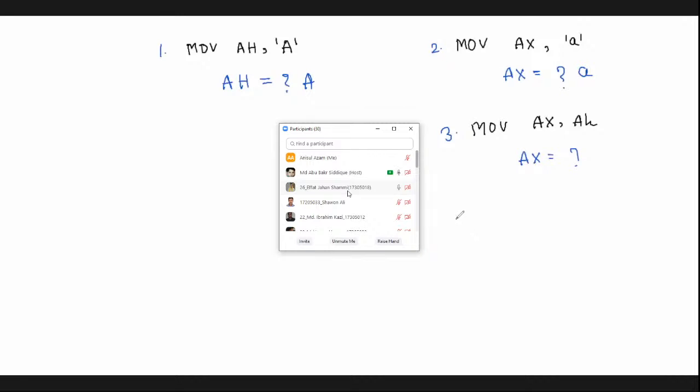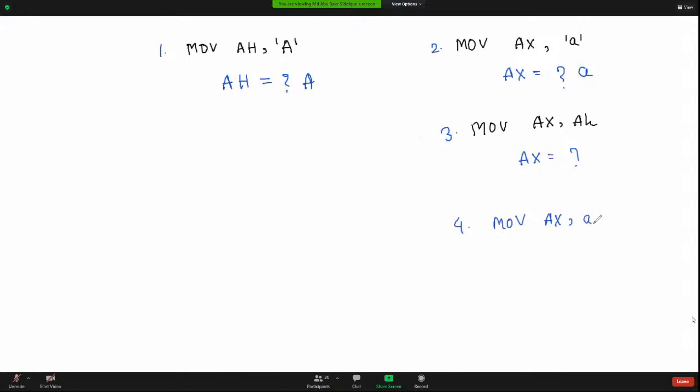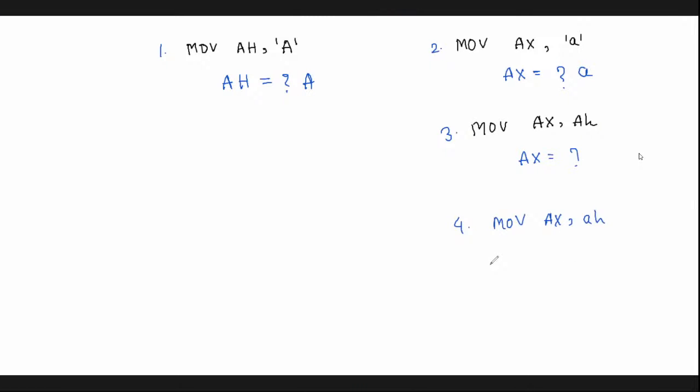Okay, let me give you another case. Case 4. Move X, comma, small a hex. Actually, it doesn't need to be small a, capital A doesn't matter. It's always A. Yeah, that is what you said, A. Okay, what about the third case?